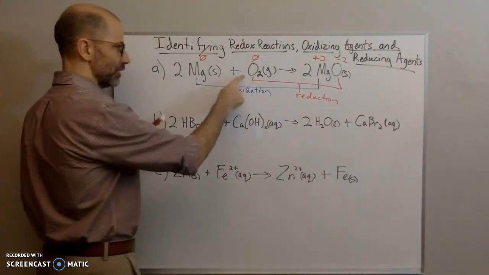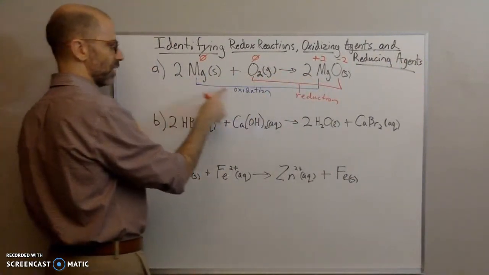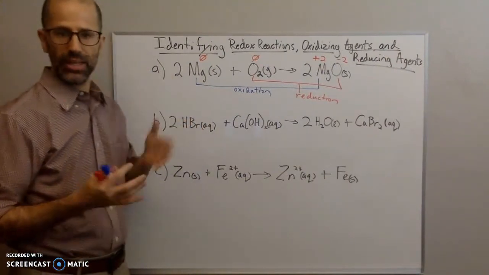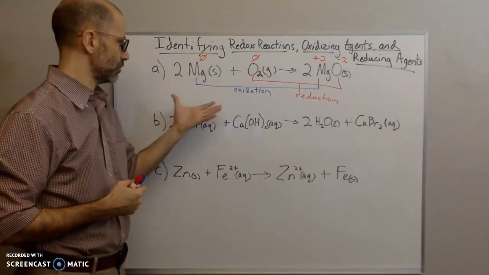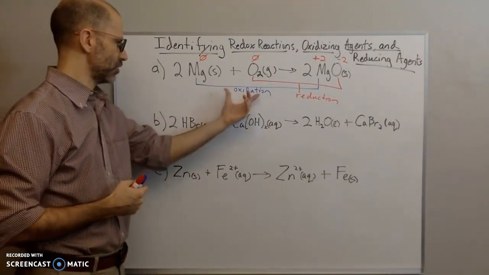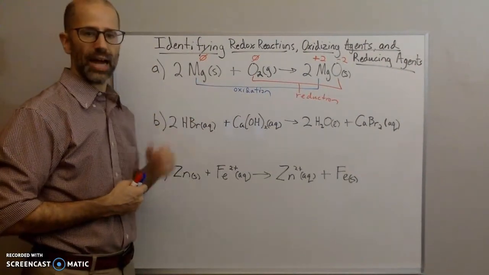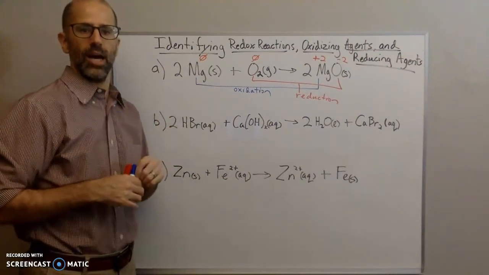So the oxygen is being reduced, the magnesium is being oxidized. So now that we figured out where the oxidation and reduction is occurring, now we can figure out what the oxidizing and reducing reagent is.